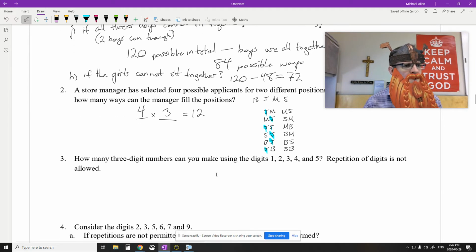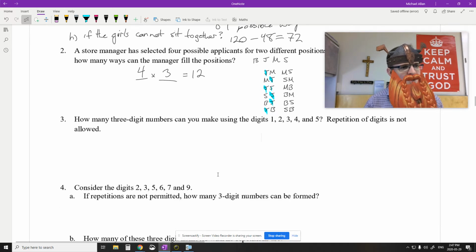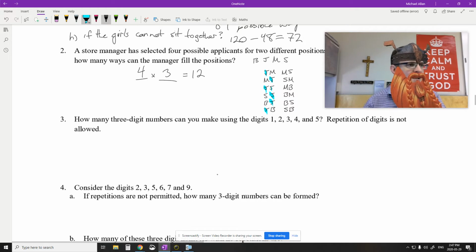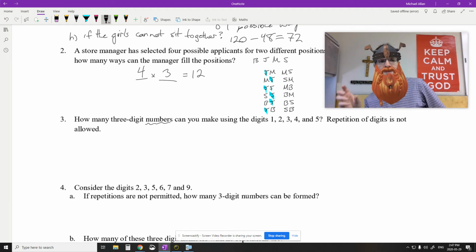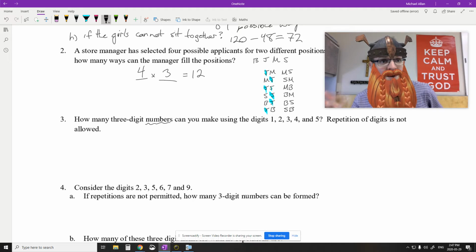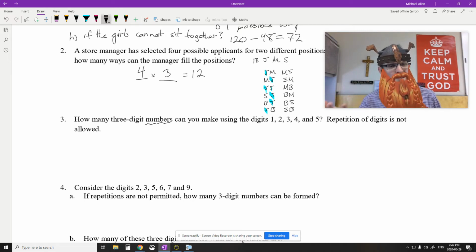Yeah, it worked out. Cool. How many 3-digit numbers can be made using 1, 2, 3, 4, 5? Now, the key to this is just watch out for the wording. Numbers. How many 3-digit numbers can I make? Now, combinations could be a little bit different. Think about the combination of a lock: you could start with a 0, right? But a number can't start with a 0. If it starts with a 0, it's no longer a 3-digit number. It becomes a 2-digit number all of a sudden.